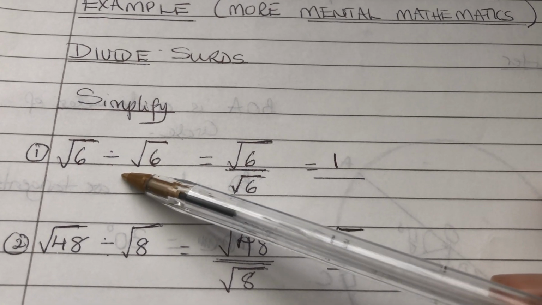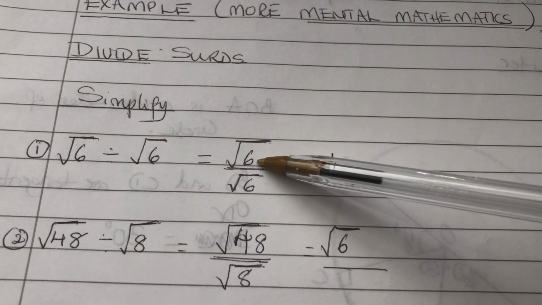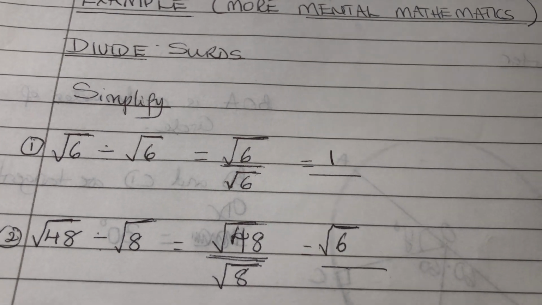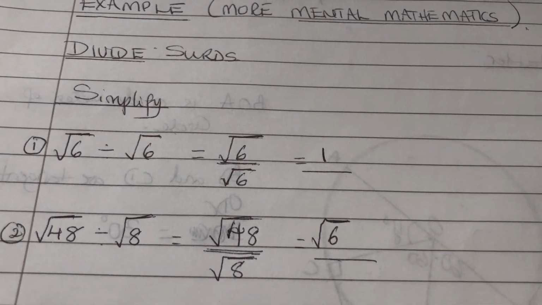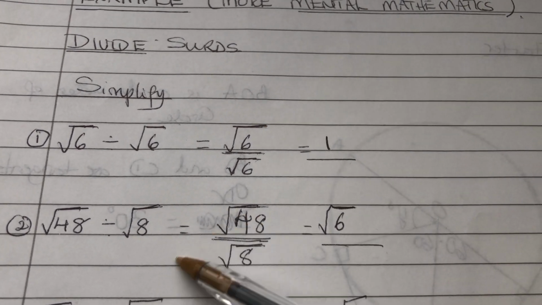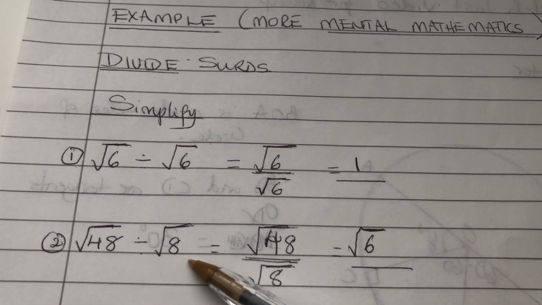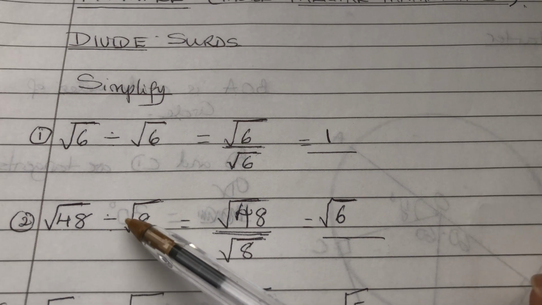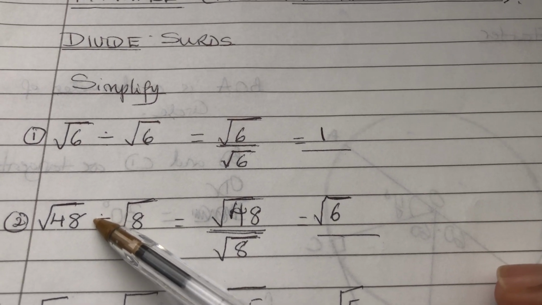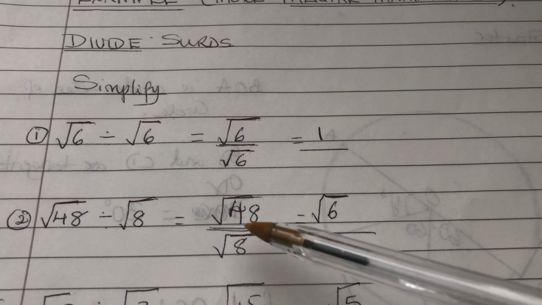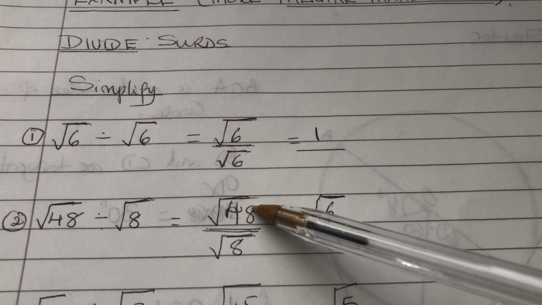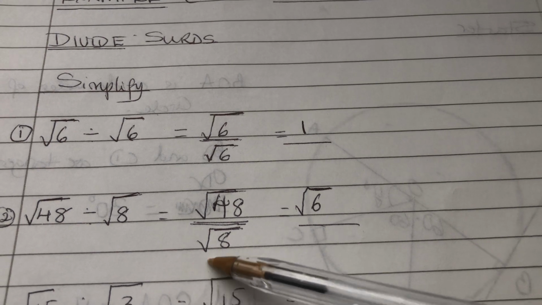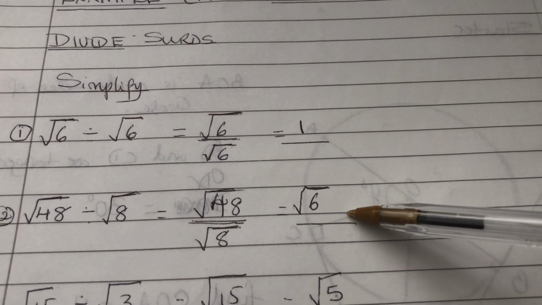So simplify. 1. Square root of 6 divided by square root of 6, it will be 1. So it will be like, if it's algebra, a divided by a is 1. 2 divided by 2 is 1. Okay. Square root of 48 divided by square root of 8, that will be, how many times does 8 go into 48? So it's 6 times. So on the numerator you have root of 8, root of 6, divided by root of 8. So the root of 8 and the root of 8 will cancel out, so you are left with root of 6.